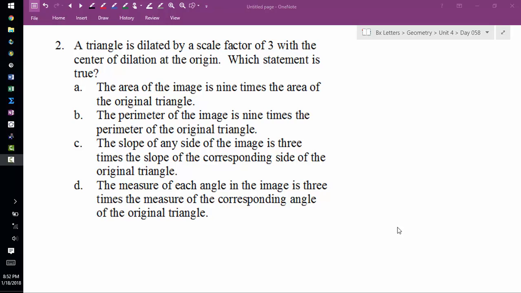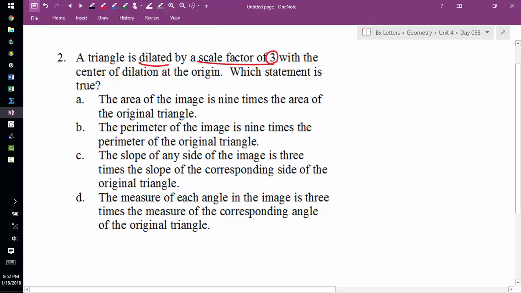Problem 2 is a Regents favorite, and it usually shows up on every single one. It says a triangle is dilated by a scale factor of 3 with the center of dilation at the origin. Which statement must be true? They're going to be talking about several things about the triangles. The first one talks about the area, the second one talks about the perimeter, then it's talking about slope, and then the measure of each angle.